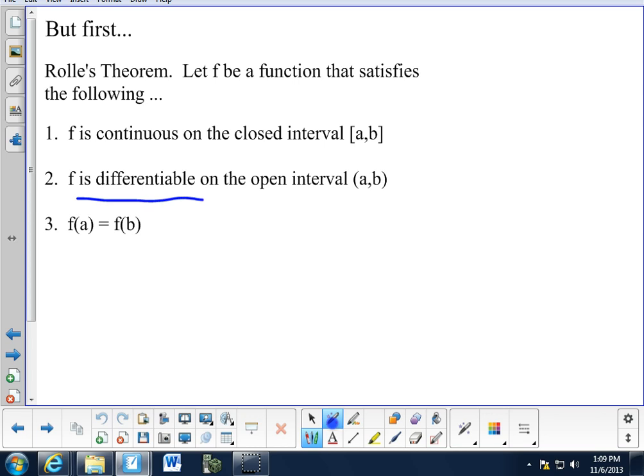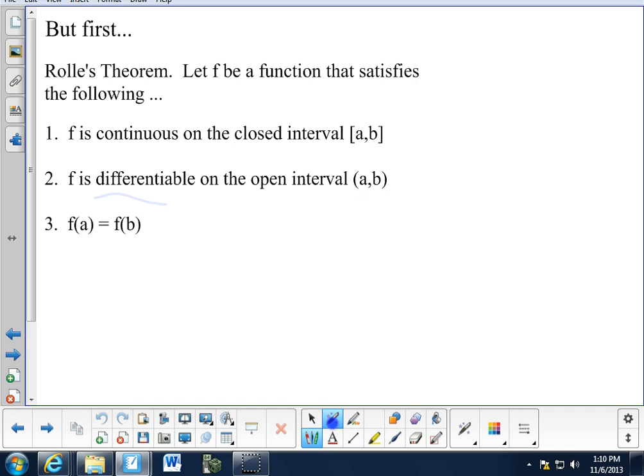Now notice the difference here between this one and this one. Closed interval, open interval. The closed interval, the continuity, remember we talked about continuity from a direction. You can have continuity at an endpoint as long as you think about the limit as being a one-sided limit. But they don't do that for differentiability. You can't talk about the derivative at an endpoint.